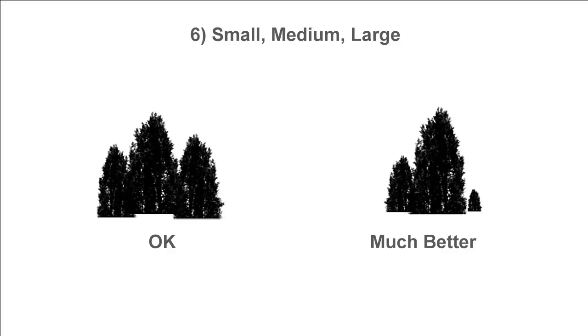Tip number 6, small, medium, and large. And this is one of the most important tips I've found. If you're going to have clumps of things, instead of having all the objects be about the same size, make sure you have one large one, one medium one, and one small one. Or, with those odd numbers of objects as mentioned in the previous tip, make sure that you have one large one, a couple medium, and then a couple of small.